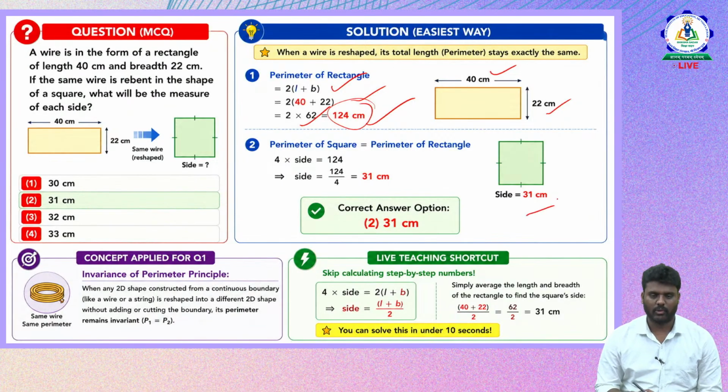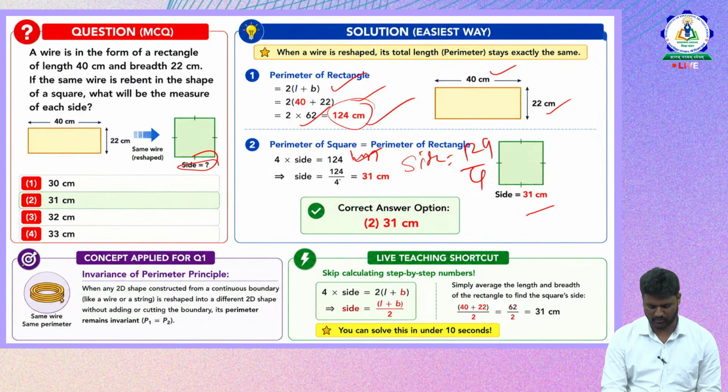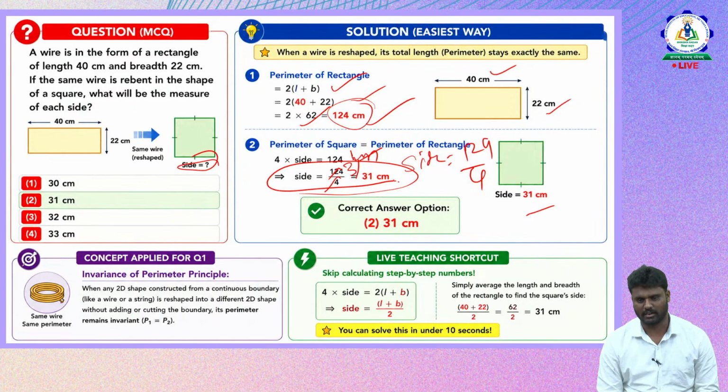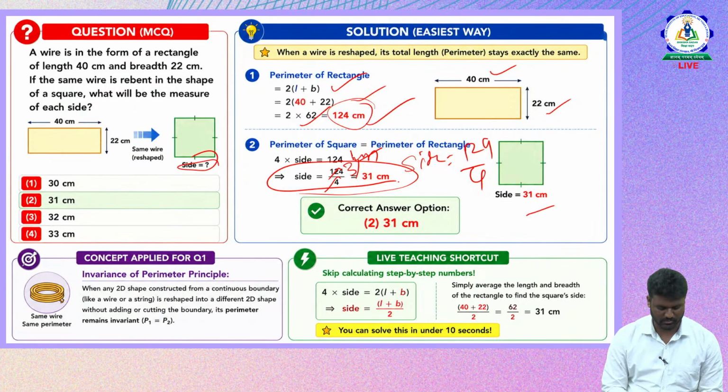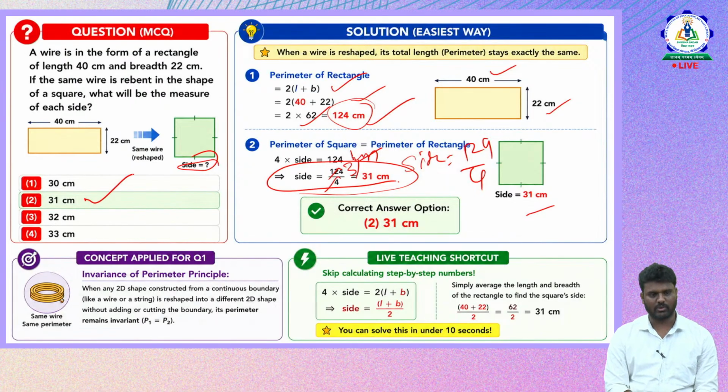What is the formula for the perimeter of the square? 4 into side. The side is what we need to identify, which we don't know yet. So 4 into side is equal to the perimeter of the square, which we know is 124 centimeters. From this we can find the side. Side is equal to 124 by 4. 4 ones are 4, 4 threes are 12, so 124 by 4 is 31. Each side will be 31 centimeters. So what is the correct answer in the given options? Option 2 is the correct answer, 31 centimeters.